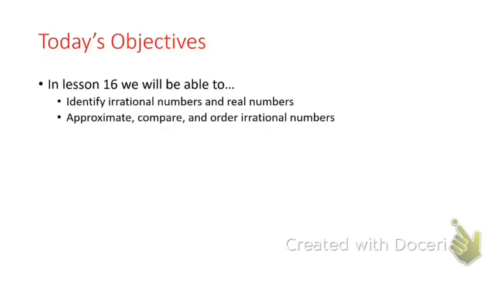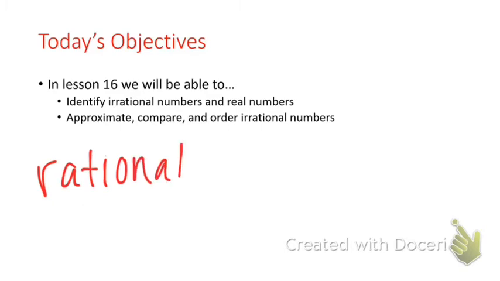Okay, moving on to lesson 16, we're going to be able to identify rational numbers, irrational numbers, and real numbers, and then approximate, compare, and order irrational numbers. As a review, rational numbers are numbers that can be written as a ratio of 2 integers. So remember, it has that word ratio in it. So if it can be written as a ratio of 2 integers, then it's called a rational number.